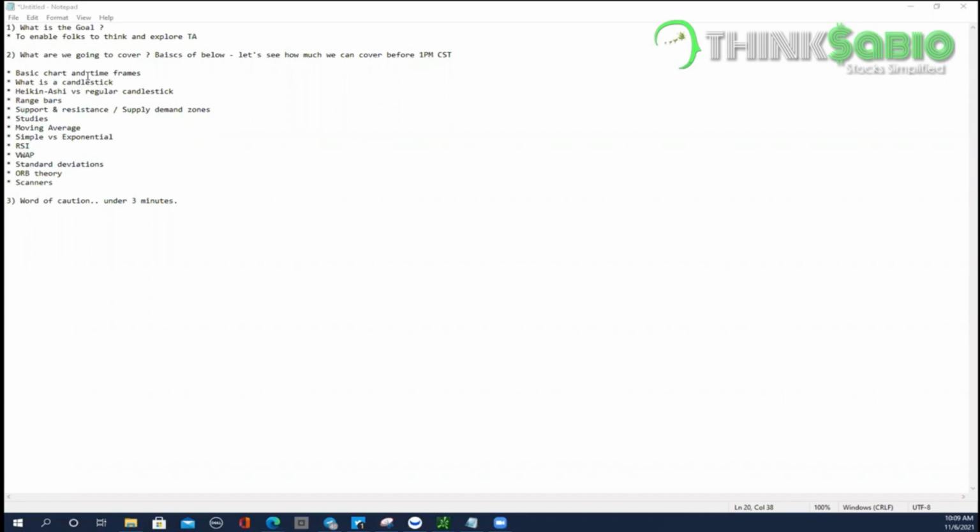What are we going to cover today? Let's see how much we can cover on these topics. We are going to look at the charts: what's a chart, and the time frames of the chart. And we're going to look at the candlesticks. If we are not using candlesticks so far, like in the past many months, I was just using Robinhood, one single line. If it goes up, it goes up, it goes down, it goes down.